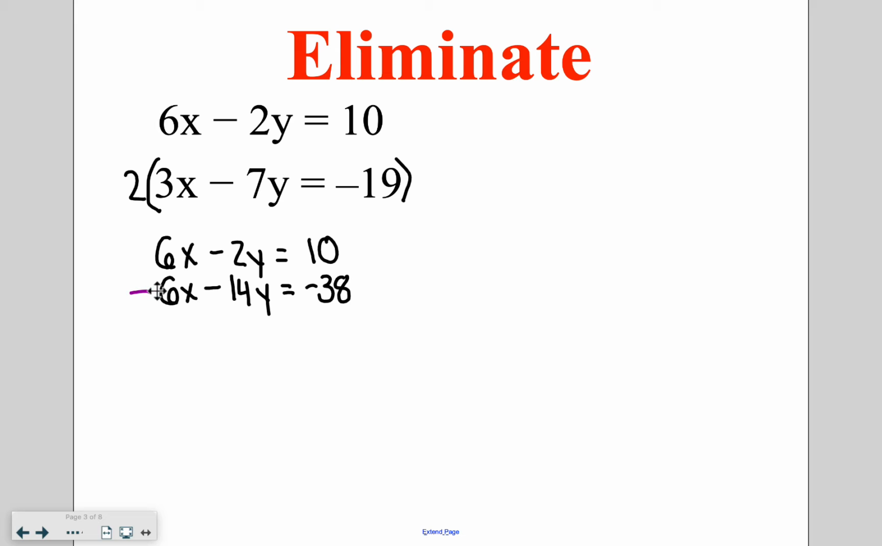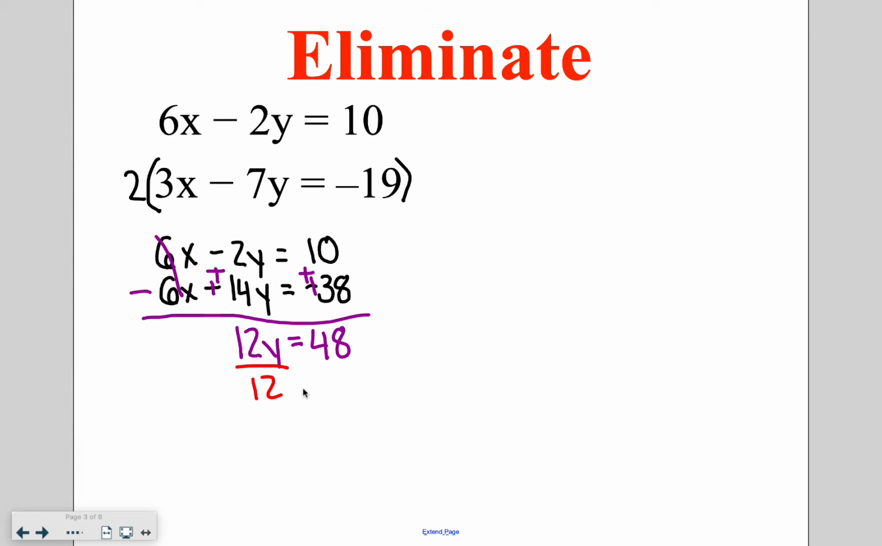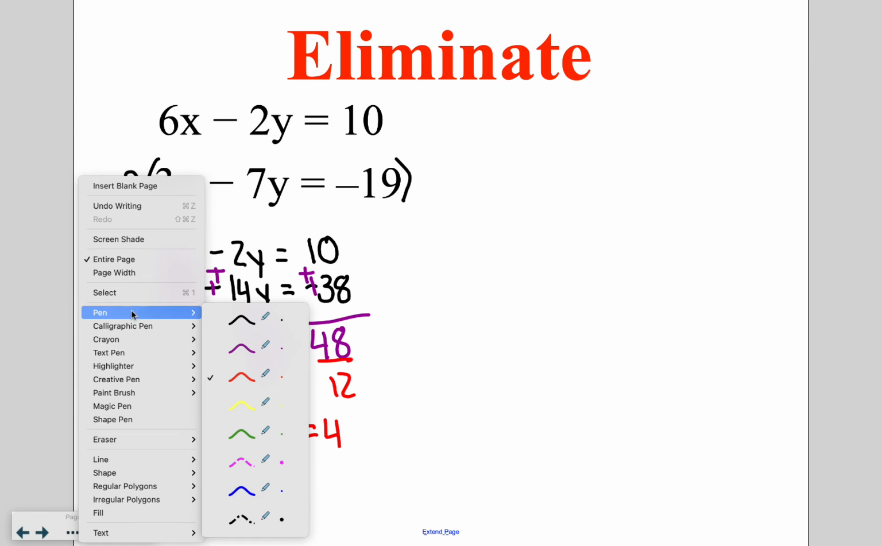In this case, I'm going to subtract because 6 minus 6 is going to eliminate that variable. Then I'm going to do -2 minus 14. When I do minus a negative, that's going to turn into a positive. So -2 plus 14 gives you 12y. And then I'm going to do 10 minus -38. Once again, double negative is going to turn into a positive, which is going to give me 48. I'm going to finish solving that by dividing by 12 on both sides, and I find out that y is equal to 4.